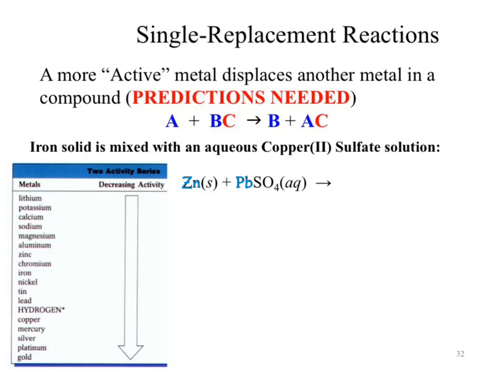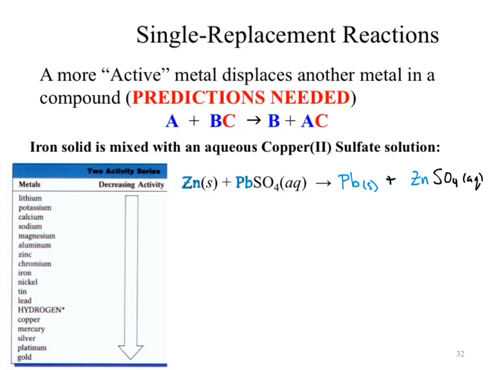First product, lead, solid, plus zinc sulfate, and theoretically it would be aqueous. By predicting our products, we have to make sure that our products are correct. Well, lead all by itself is a solid. That's fine. What about the zinc? Did we do the zinc sulfate correctly?